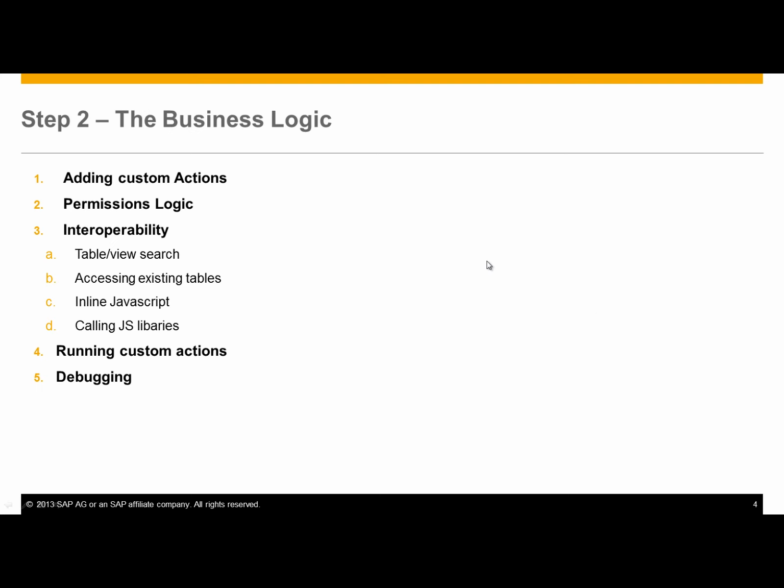In this second step, we're going to be focusing on business logic. We're going to be showing you how to add custom actions to your River project, how to add some permissions logic, how to interoperate or integrate SAP River with external artifacts such as tables and JavaScript or SQL script procedures. And we'll be running custom actions, including debugging those actions as well.